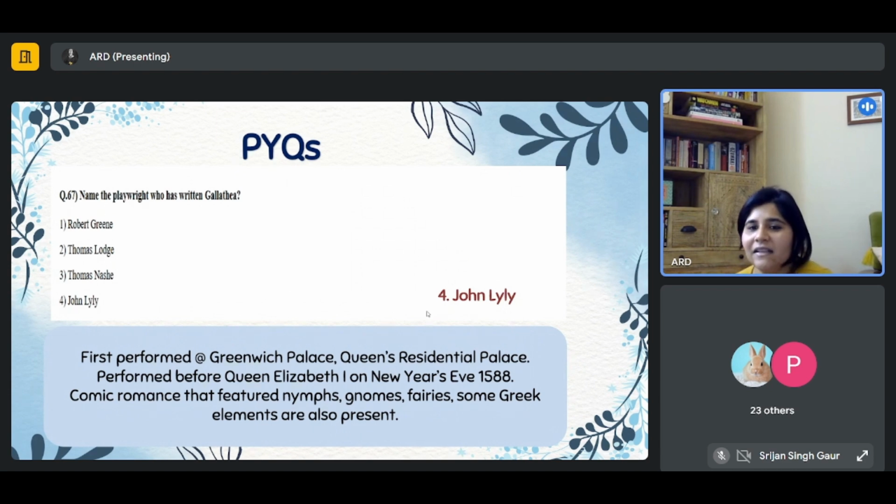Galatea was performed at Greenwich Palace, the Queen's residential palace. It was the only play by any university that made it to the Queen's residential palace. So it's important. And it was performed before Queen Elizabeth. Because it's from Greek myth, it had lots of Greek characters, supernatural characters like nymphs, gnomes, fairies. Very Greek it is. So it was in the PYQ, a very recent PYQ. So I gave a write-up about it.